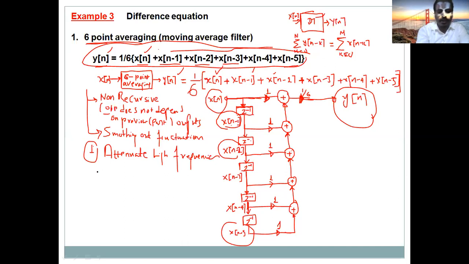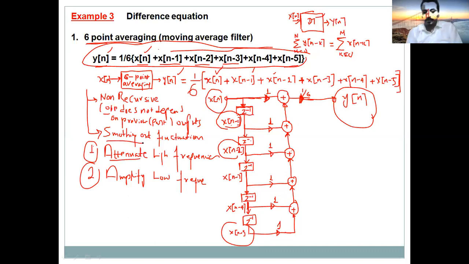And it will amplify low frequency components. Amplify means increase, the opposite of attenuation. Amplify which components of the signal? Low frequency components of the signal. So low frequencies will be amplified, high frequencies will be attenuated. That's why this system is used to smooth high speed fluctuations, rapid changes, in our signal.